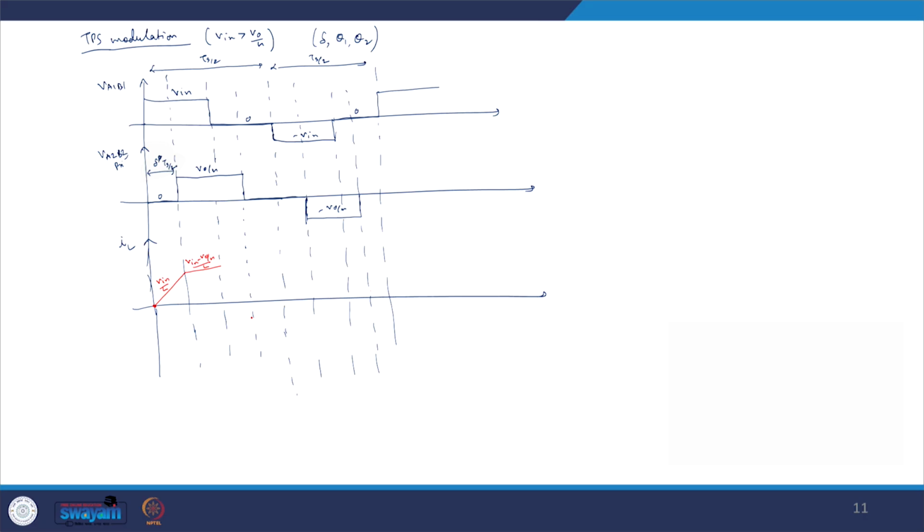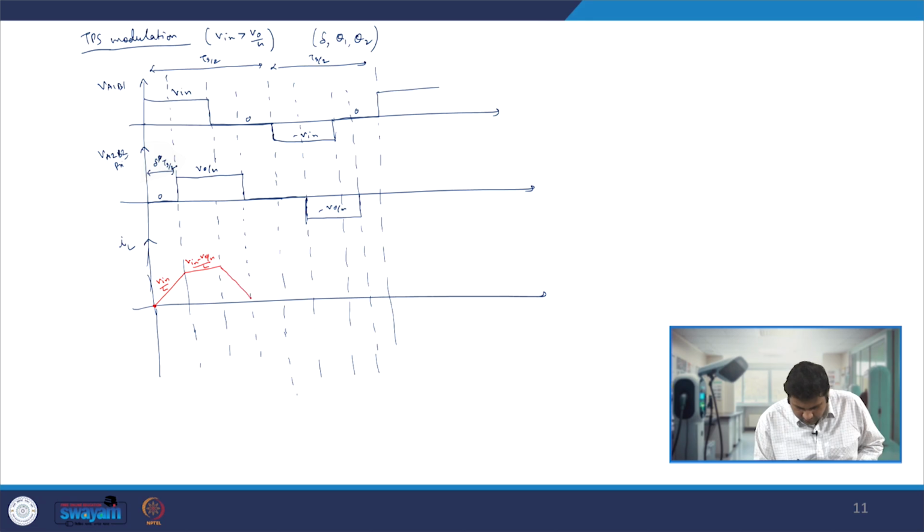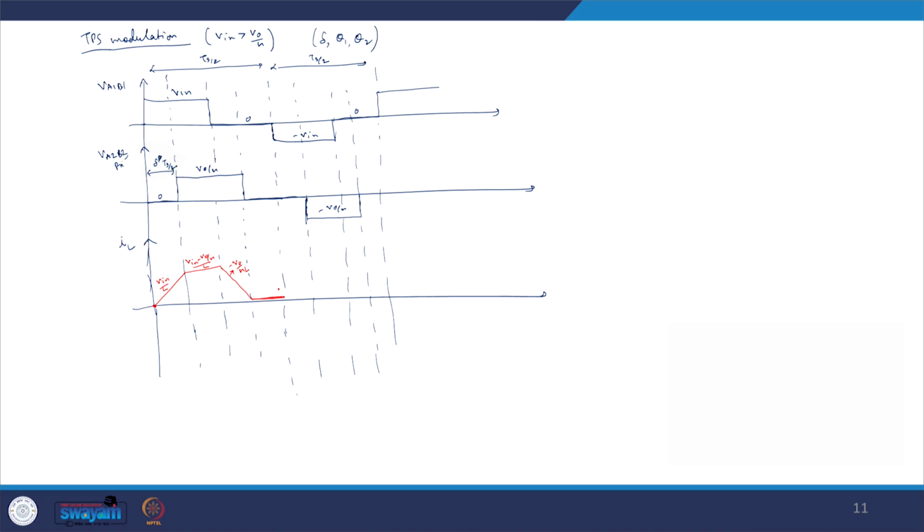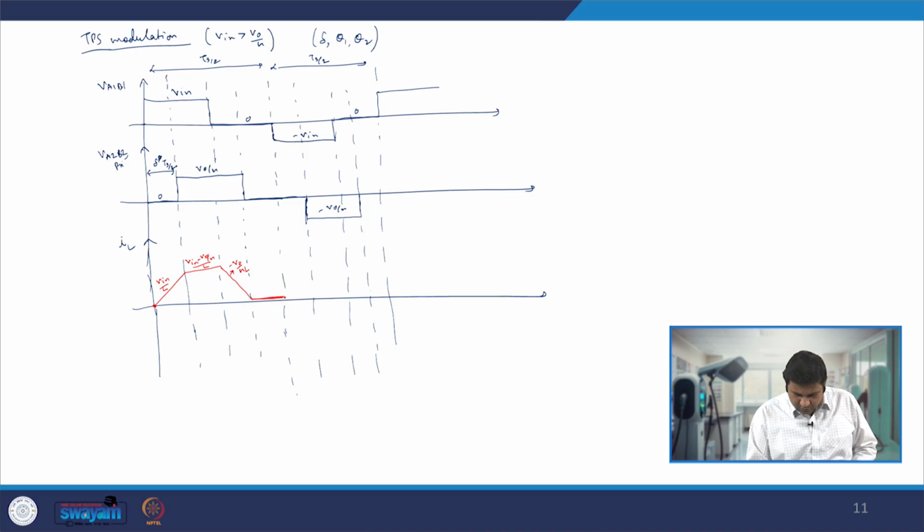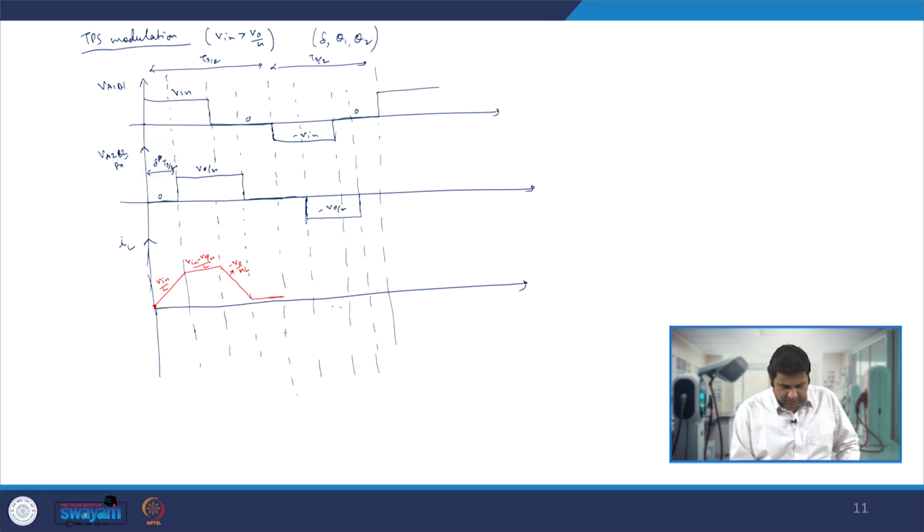So assume we have reached this point. So it is minus V naught by n by L slope, it is falling. From here to here it is exactly 0, and then from here to here minus V in voltage is applied. So it again goes down. So let us take it goes down like this. It is nothing but minus V in by L, it is falling down.